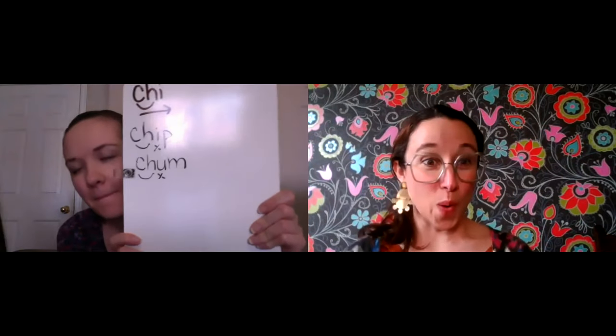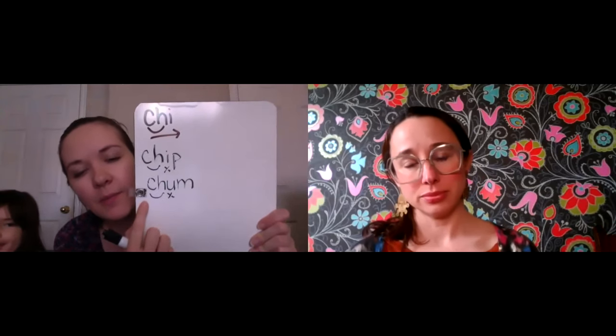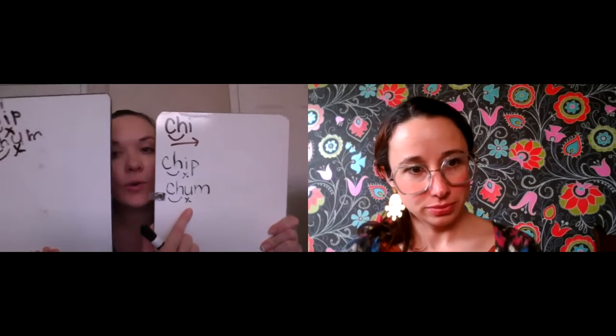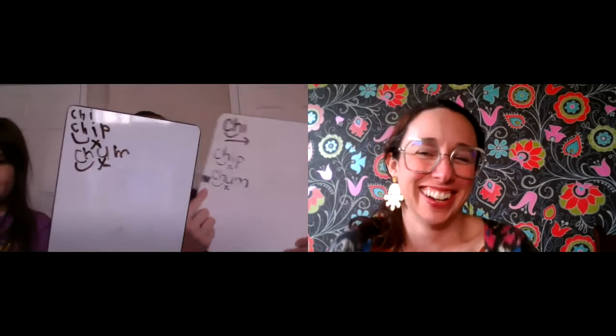All right, I'm going to explain this one this time. If I go across the bottom of my word, I have a CH digraph, and I have a vowel, and that is all I have to mark. So let's point to the word and read it twice. It says chum. Chum. Very good. All right, next word. My stuffed animal is my chum. Great. All right, here's the next one.